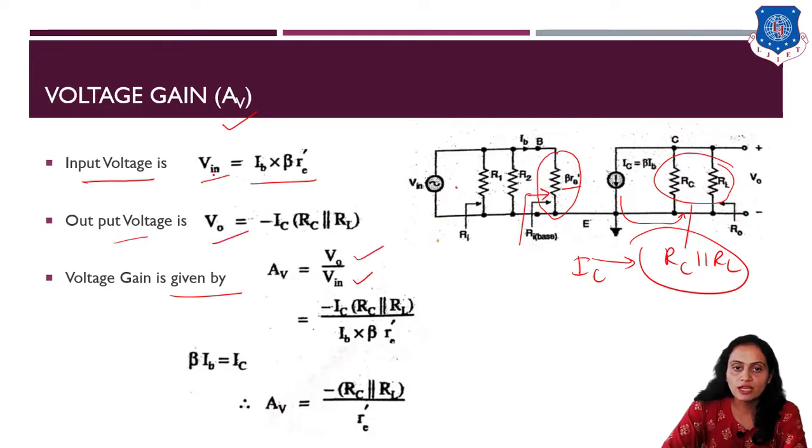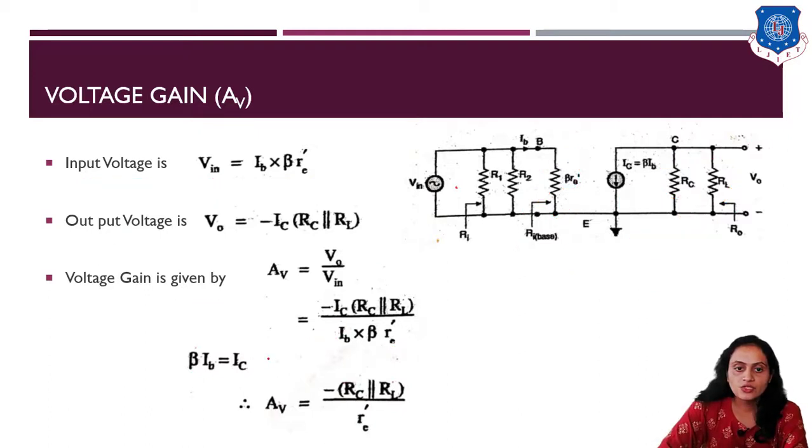Voltage gain is given by output voltage divided by input voltage. Just putting these values of Vo and Vin into this equation, we will get minus IC times RC parallel RL, divided by IB into beta Re dash. This is from the pi model, and beta IB is equal to IC. Just by putting the value of beta IB equal to IC, that gets cancelled out, we have minus RC parallel RL divided by Re dash. So this is the voltage gain equation we have derived.